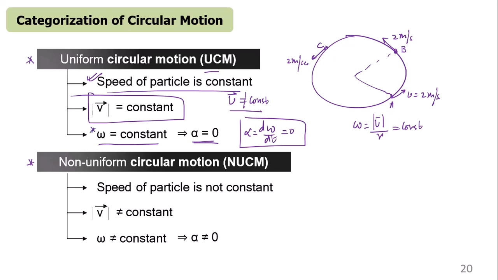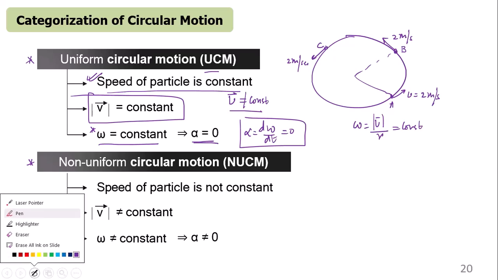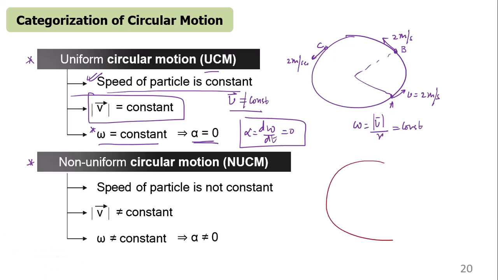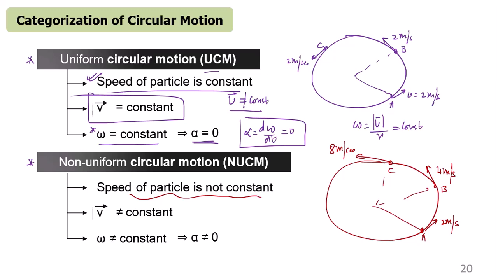Now come to the second situation. If I say the same particle is rotating, but now starting from point A the velocity is 2 meter per second. After some time, the velocity becomes, let us say, 4 meter per second. After some more time, the velocity becomes 8 meter per second. That means it is continuously changing its speed. So at different locations the speed is different. The speed of the particle is not constant, which means mathematically the mod of the V vector is not constant.